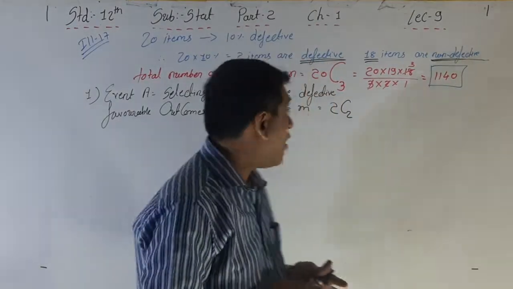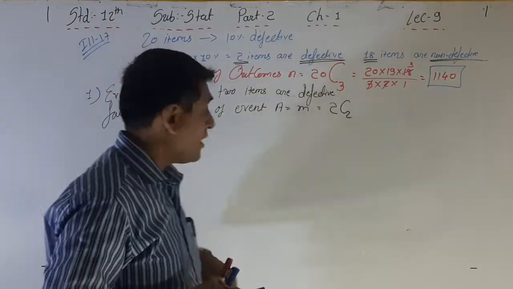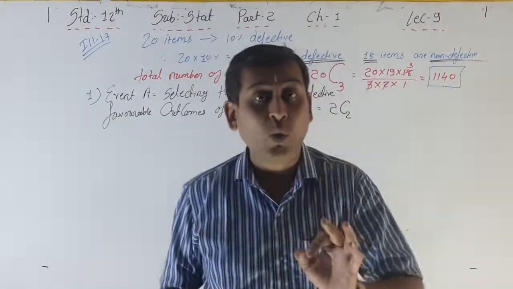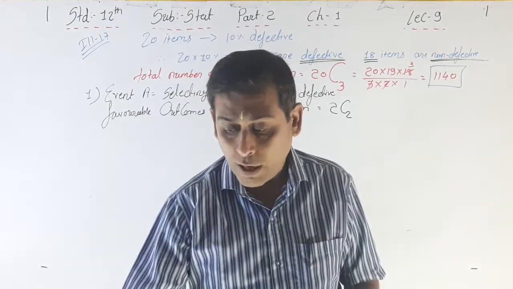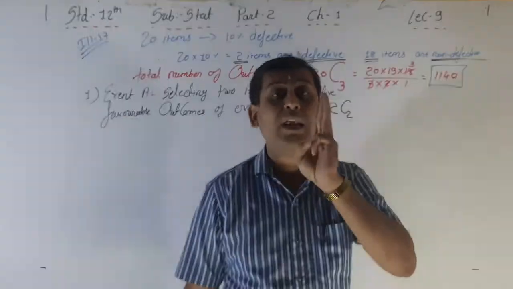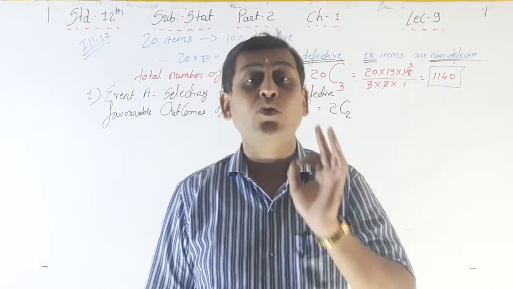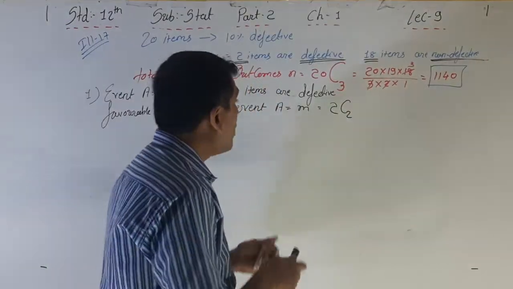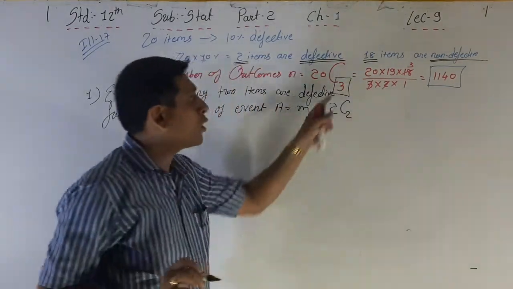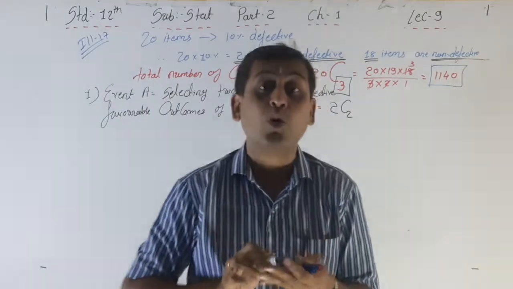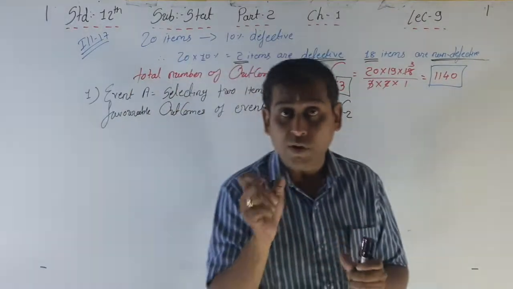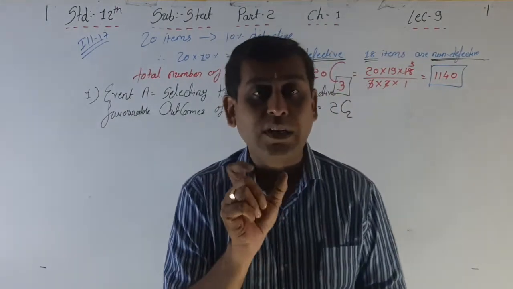We have to find the probability of event A: selecting 2 items that are defective. So 2 items are defective means 1 is non-defective. Total we have to select not 2 items, total we have to select 3 items. The main thing we have to keep in mind is this one. And here the style of the question is changed.